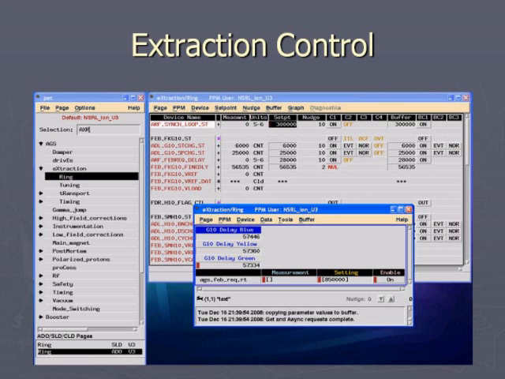The control for extraction, most of it is an AGS extraction ring.